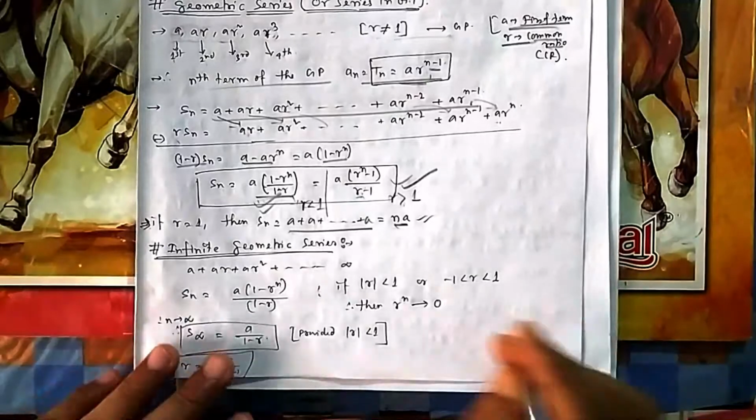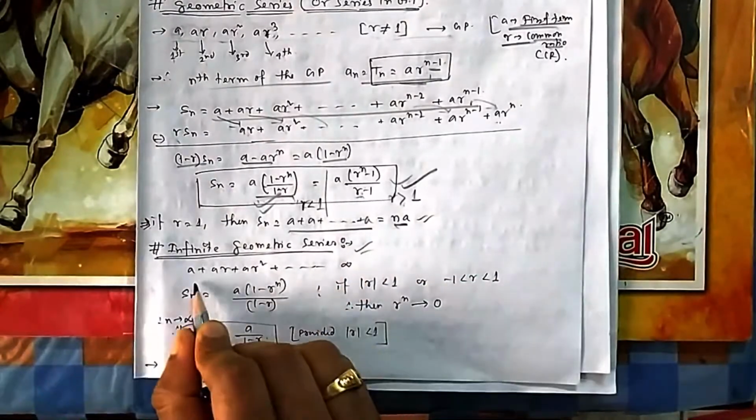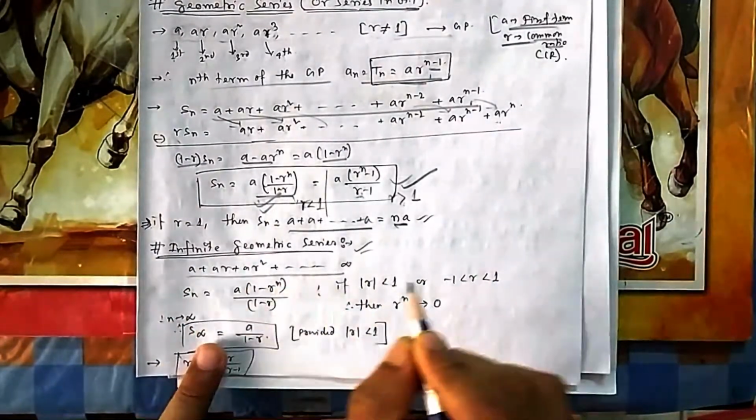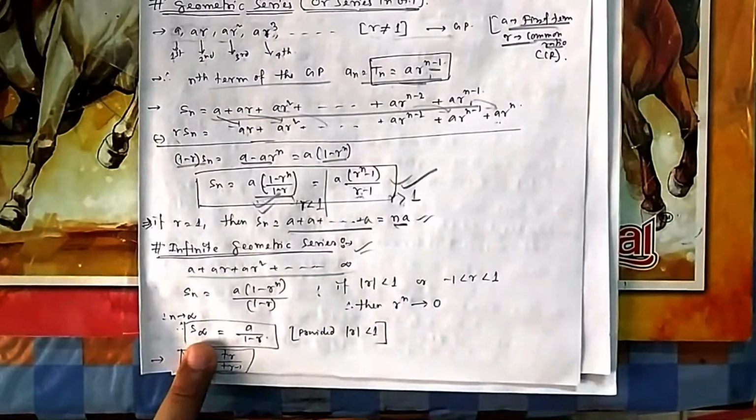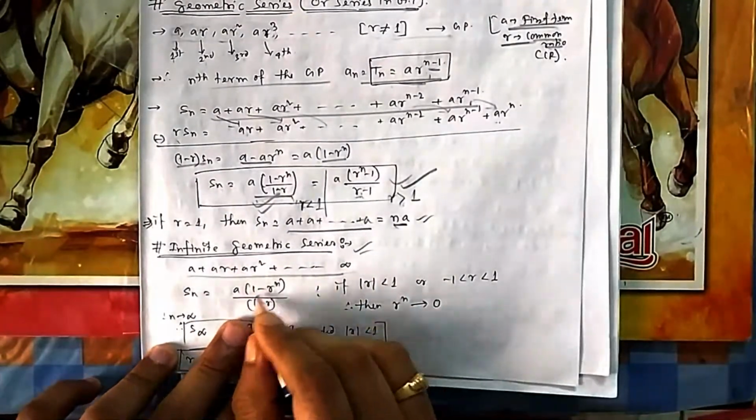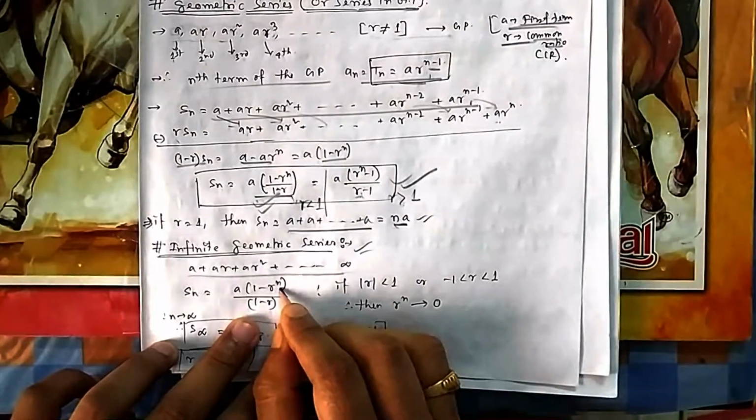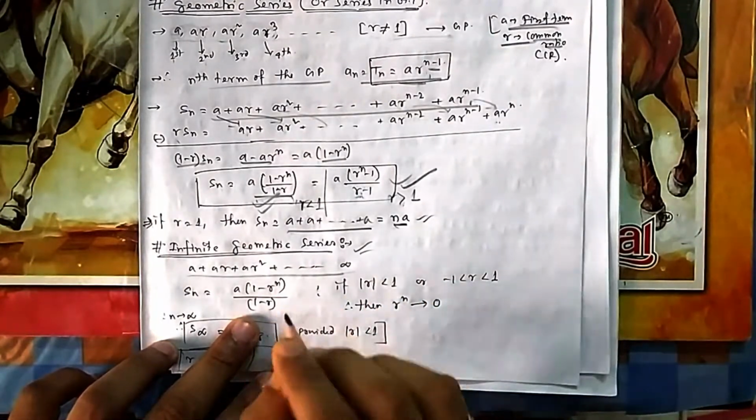Now there is another concept, the infinite GP series. Suppose this is a GP series, a geometric series. It goes up to infinity. So now what is the formula for Sn? This one is the formula for Sn. Now here n never stops. Now you have to think about this.